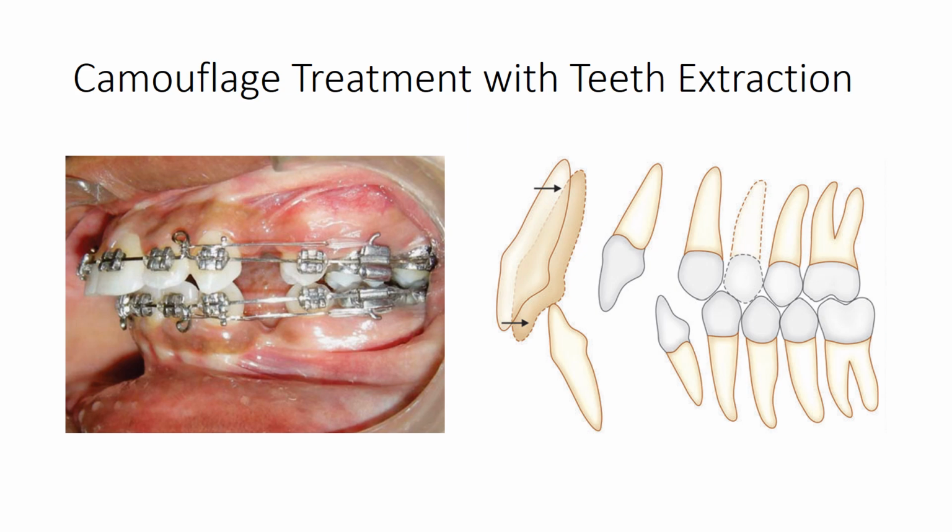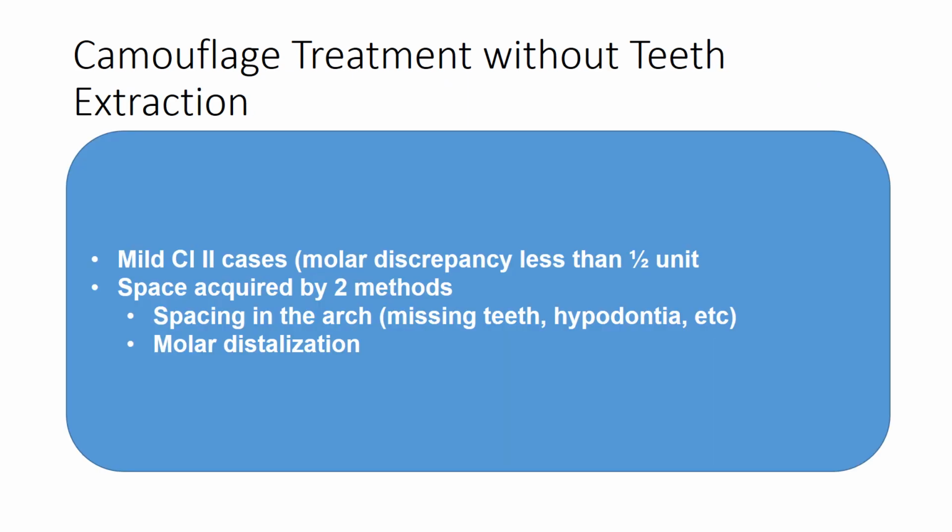Now camouflage treatment with teeth extraction, so we use the extraction spaces for overjet reduction, overbite reduction, and correction of all the crowding and local irregularities. Okay, now camouflage treatment without teeth extraction, this is undertaken in mild class 2 cases whereby the molar relationship discrepancy is less than half unit.